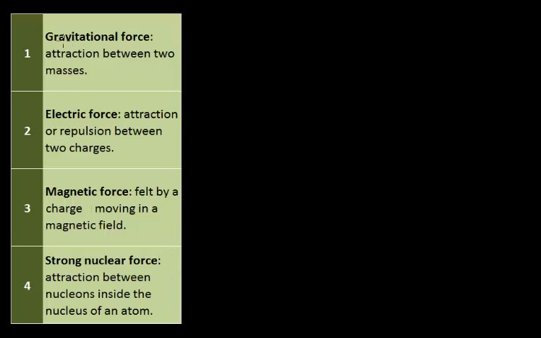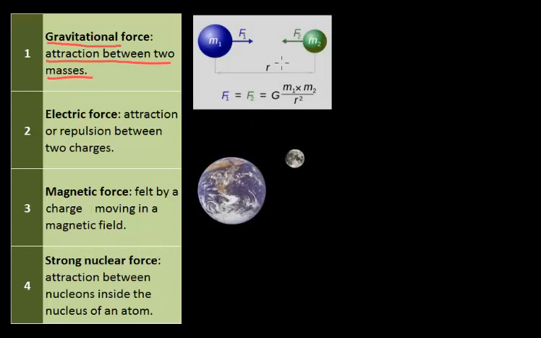So let's start talking about the gravitational force, which is the force of attraction between any two masses in the universe. And this force is equal to the product of the two masses divided by the square of the distance separating them, times this G, which is the gravitational constant, equal to 6.67 times 10 to the minus 11.